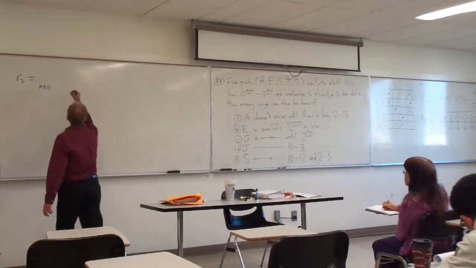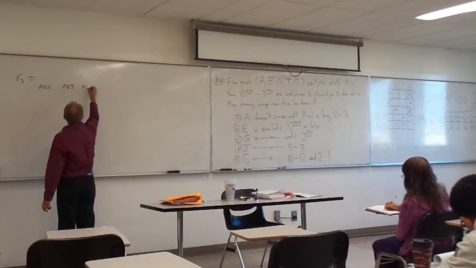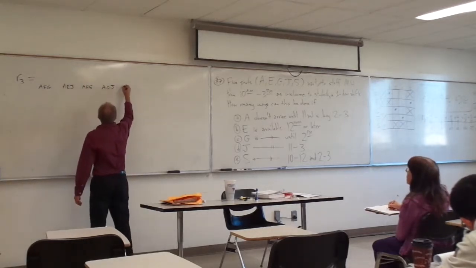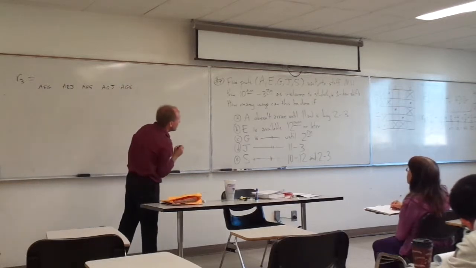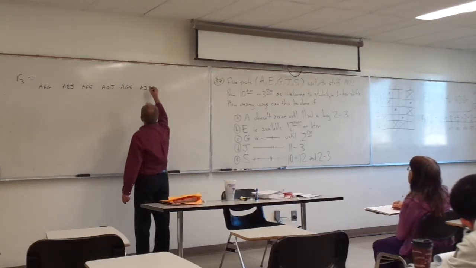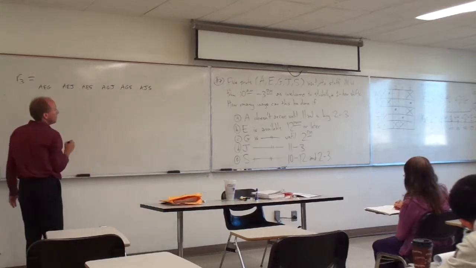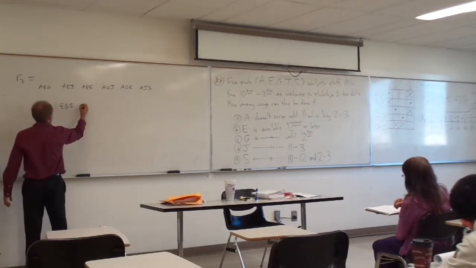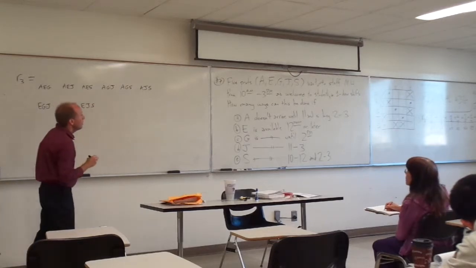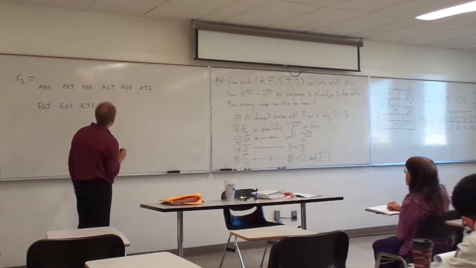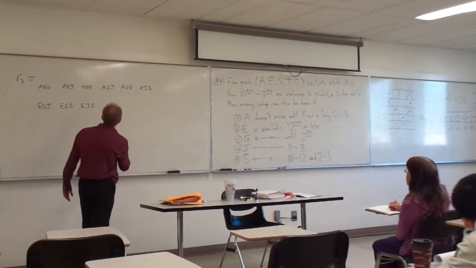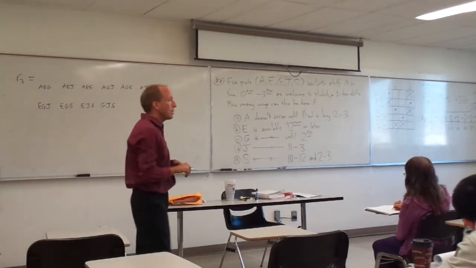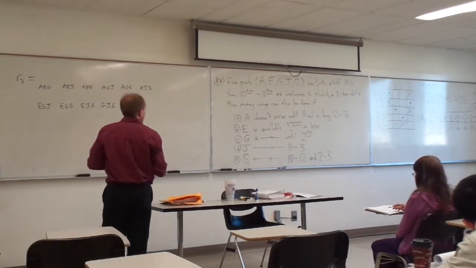So AEG, AEJ, AES. Then we'll have AGJ, AGS, AJS. And then EGJ, EGS, EJS, and then GJS. That should be 10 different things. And we just have to work these out. Okay, let's see if we can do it fairly quickly.